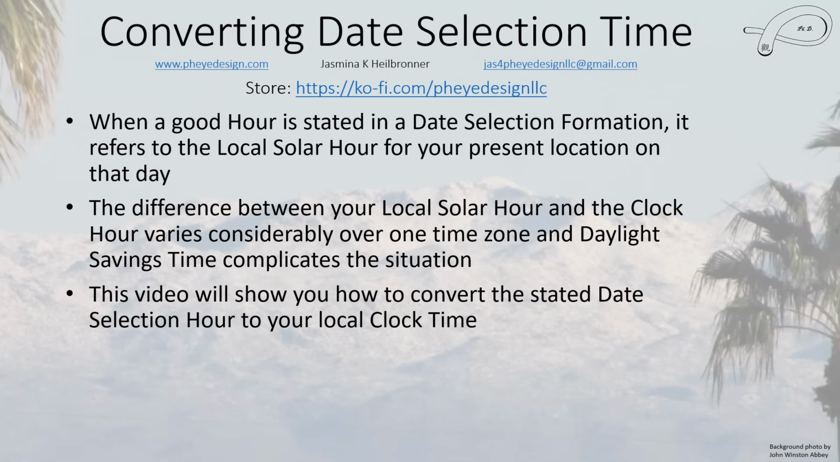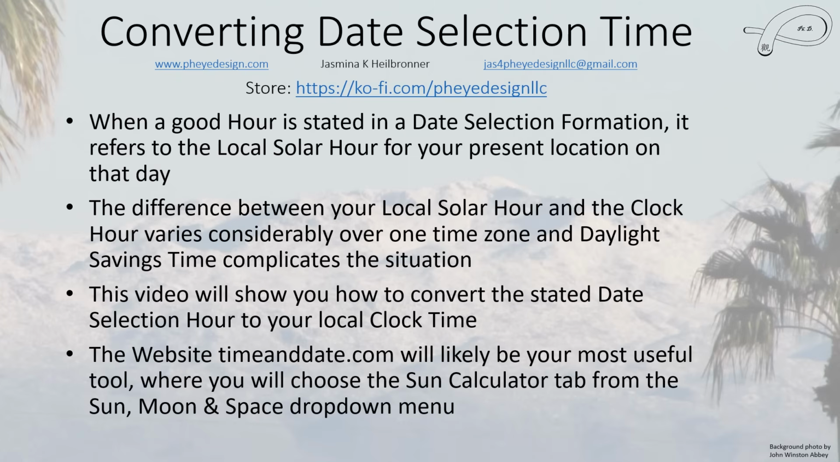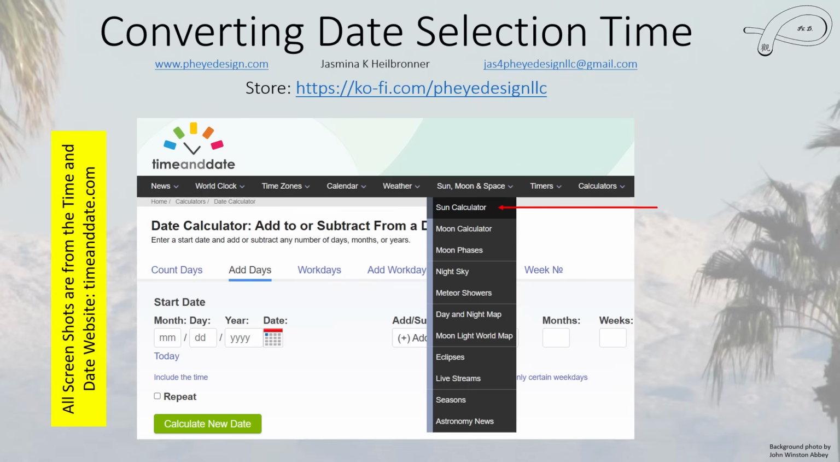This video will show you again how to convert the stated date selection hour, which is a solar time, to your local clock time. Again, the website timeanddate.com will likely be your most useful tool, where you will be choosing the Sun tab from the Sun, Moon, and Space drop-down menu. This is what it looks like. If you've watched the other video, you've seen this before. It's the exact same image. When you hover over it or click, it will drop down a menu and you click on the sun, the top one.